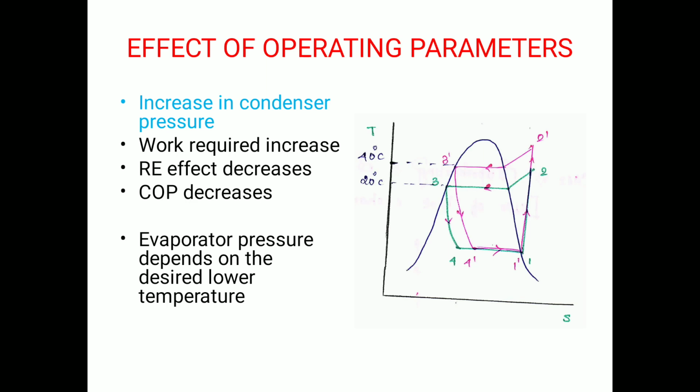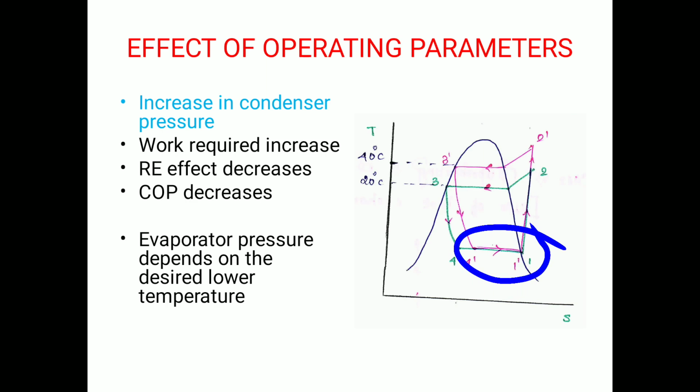The green line is the ideal one, and the pink one is the increased condenser pressure. So point 2 is shifted to 2 dash, that is to a higher pressure, and if you shift this point, you can clearly see that more work input is required. So the amount of work required to run the compressor is increased. And if you see the refrigeration effect, that is this one.